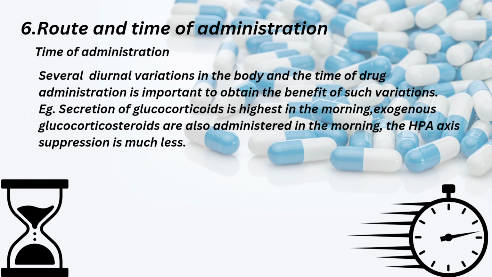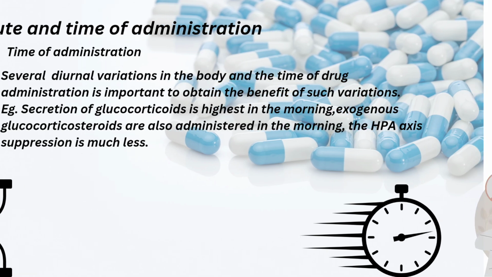Time of administration. There are several diurnal variations in the body and the time of drug administration is important to obtain the benefit of such variation. Example, secretion of glucocorticoid is highest in the morning. When exogenous glucocorticoids are also administered in the morning, it results in reduced HPA axis suppression.